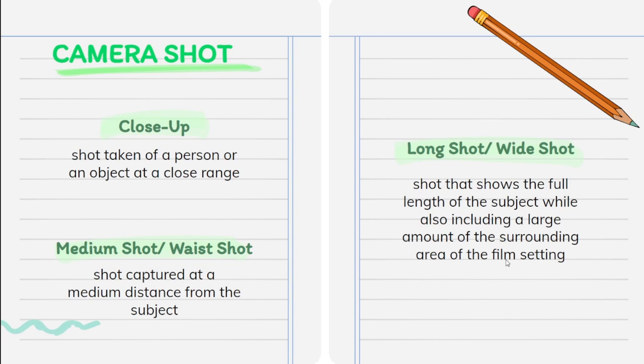But before we delve deep into perspective, we have to take into consideration the camera shot of the panel or of the scene. So there are mainly three types of shots that are used in films and comics. One is the close-up shot, which is a shot taken of a person or an object at a close range. There's also the medium shot or the waist shot, which is a shot captured at a medium distance from the subject. And finally, the long shot or wide shot. It's a shot that shows the full length of a subject while also including a large amount of the surroundings and also the film setting.